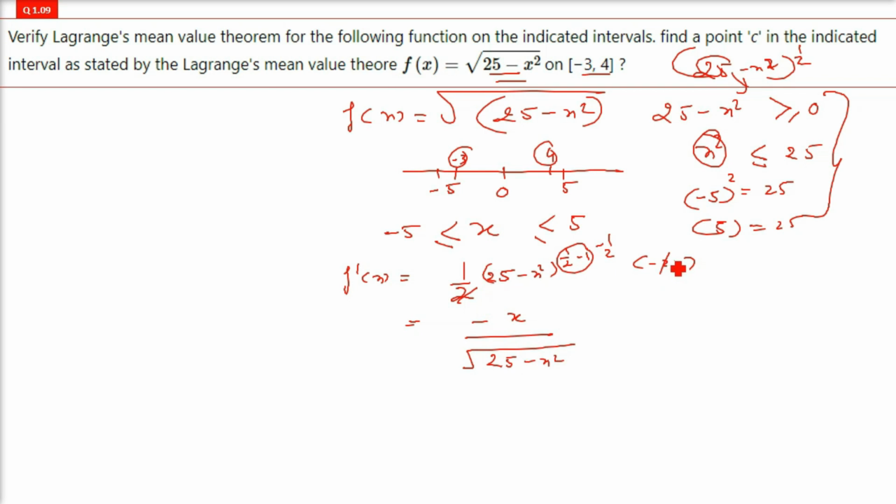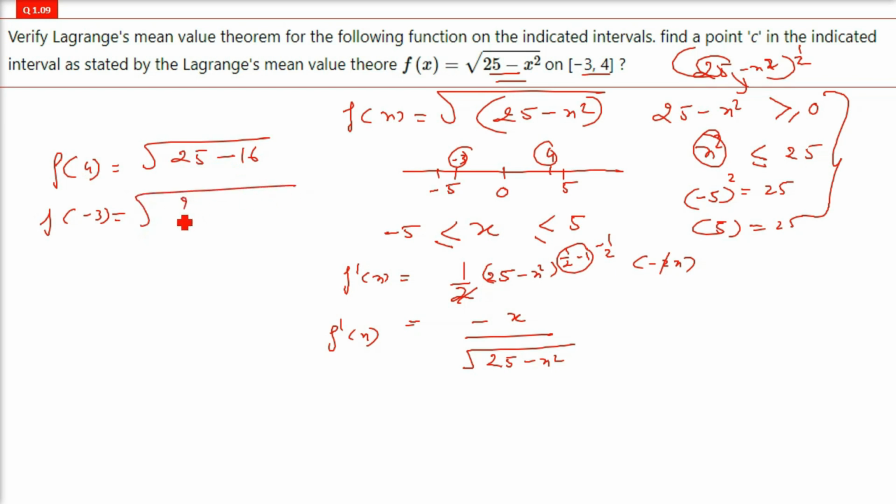Now this has to be equated to what? f(b) minus f(a) by b minus a, if you remember. And then you'll get a value of x or c that has to lie between negative 3 and 4. Let us see what we get at f(4) and f(negative 3). The original equation has to be taken into account. 25 minus 16, and 25 minus 9. So you get under root 9 here, under root 16 there, this is 3 and this is 4.